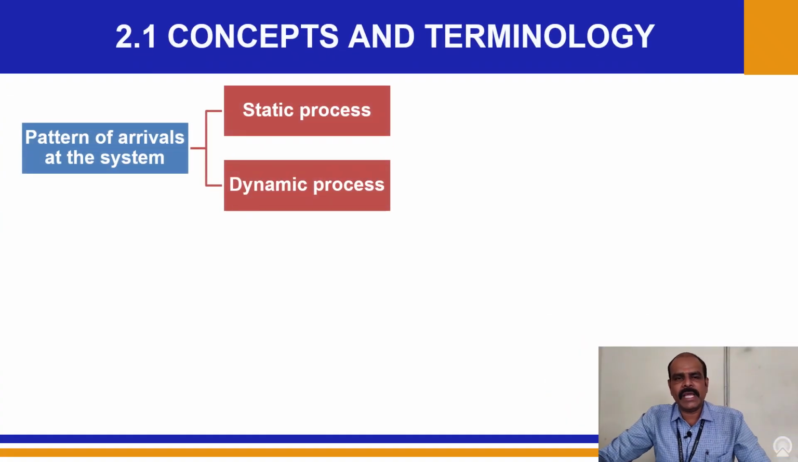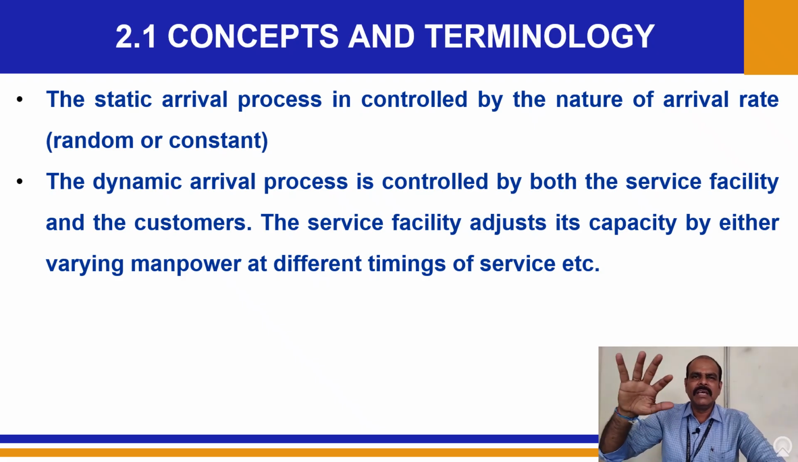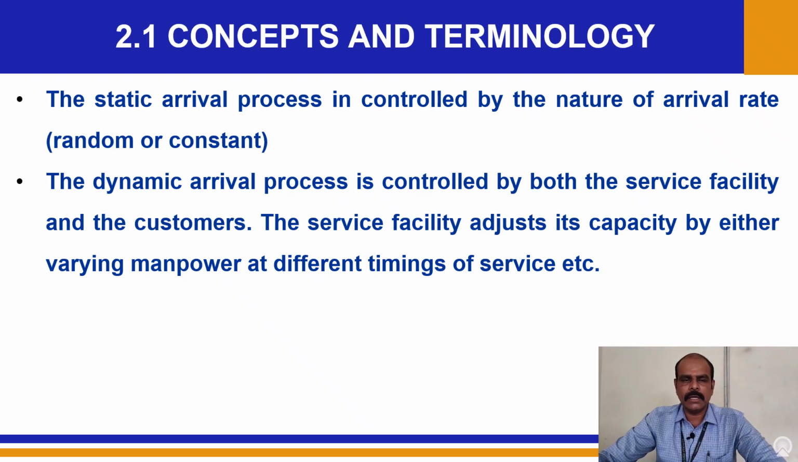So the pattern we can classify into two: static process and dynamic process. Arrival into the system we can classify into static process and dynamic process. Static process is controlled by the nature of the arrival rate, random or constant. We can consider it on a random basis, or we can go ahead with constant values. Dynamic means definitely it is not going to be standard. It is going to vary with respect to time, and with respect to queue length also.